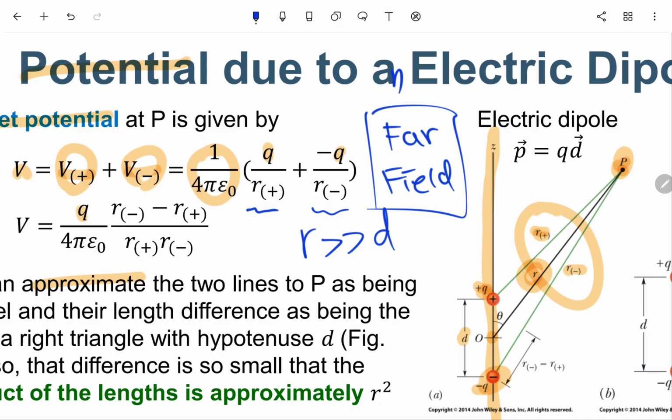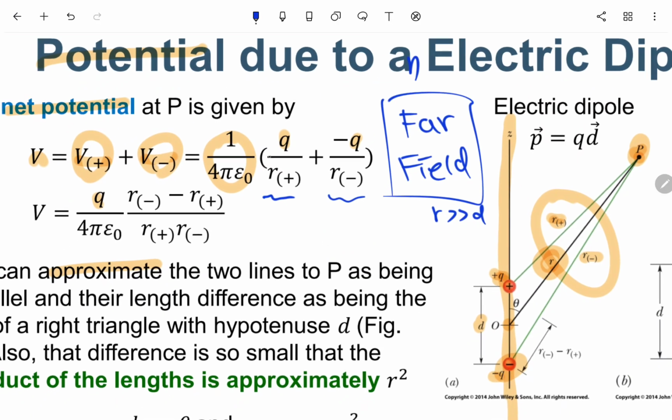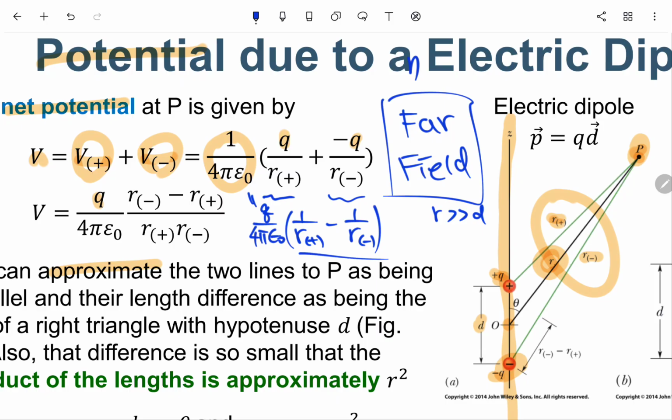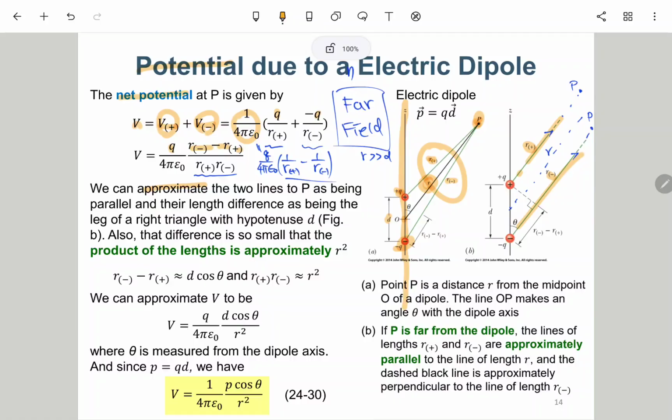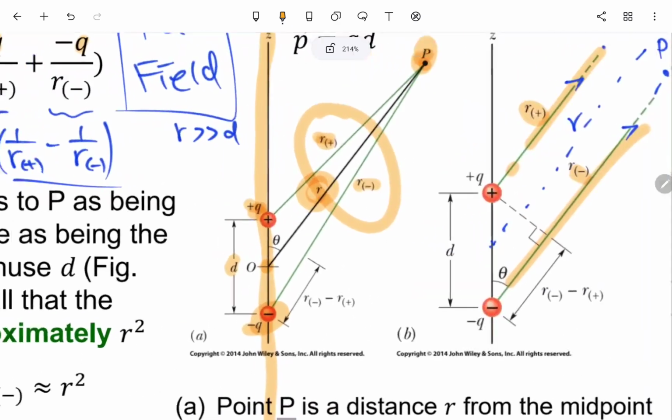Here, R is much larger than D. So this is actually 1/4 pi epsilon naught Q, and then 1/r plus minus 1 over r minus, something like that. If we subtract them, we will have a common denominator, r plus r minus, and then we will have r minus r plus in the numerator. So here what we want to know is r minus r plus.